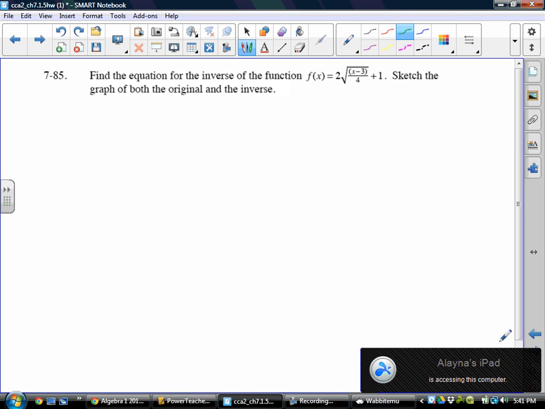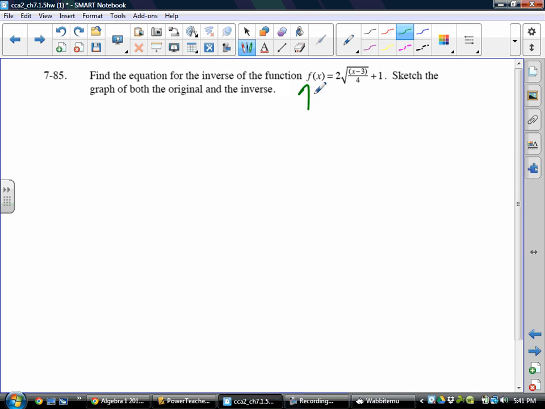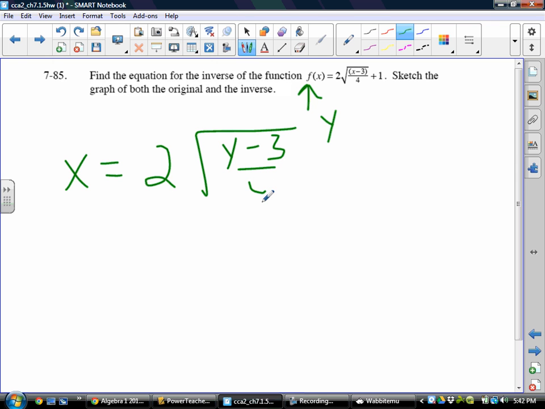So we know to find the inverse of our equation, we're going to switch the x and y. So this is really y, right? So we're going to switch those x and y values in the equation. So I'm really going to have x equals 2 times the square root of (y minus 3) divided by 4, with a little plus 1 on the end. Right? And I'm going to solve this for y. I'm going to get y by itself. So first thing I need to do is subtract 1 from both sides.